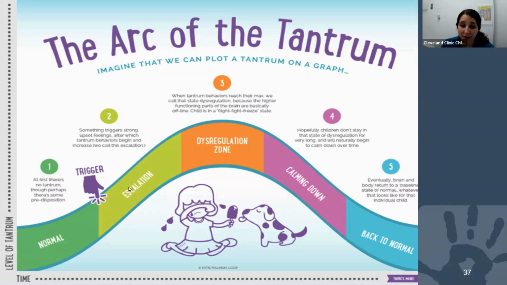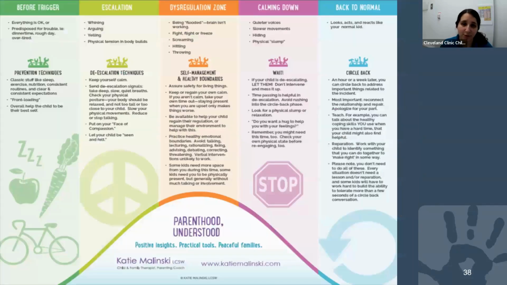So we're going to go over strategies for some of those different areas: how to help prevent escalation from happening, how to help prevent the meltdown from happening, how to help with calming down. We're going to go over more of these different strategies, but again, you can pause your screen to review some of these: what to do before a trigger happens, how to help de-escalate, how to help calm.